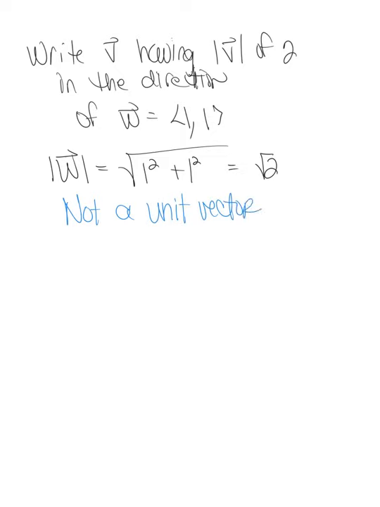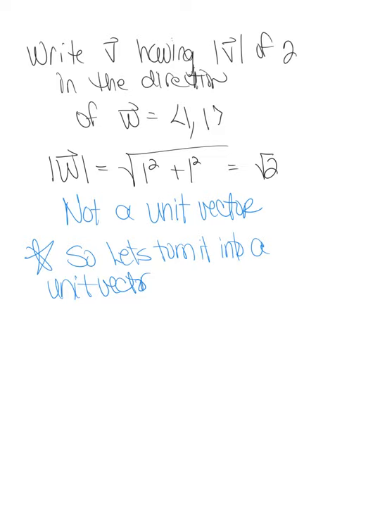And so even though it's in the same direction as the vector we want, it is not a unit vector. So what is it we need to do? Let's turn it into a unit vector. We can turn any vector into a unit vector by simply multiplying that vector by 1 over its magnitude. So in other words, we will take our vector w, which has components 1, 1, and multiply it by 1 over its magnitude, which is the square root of 2.